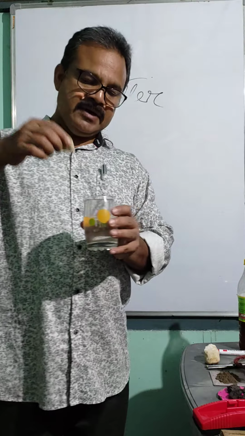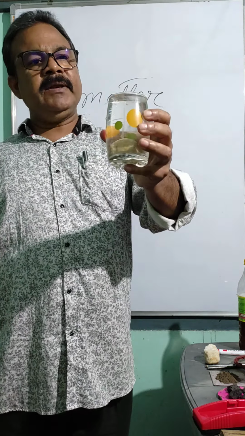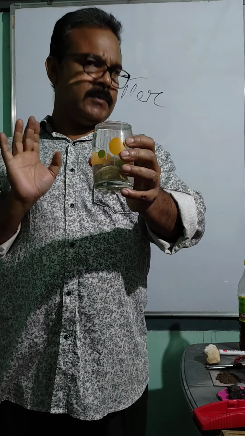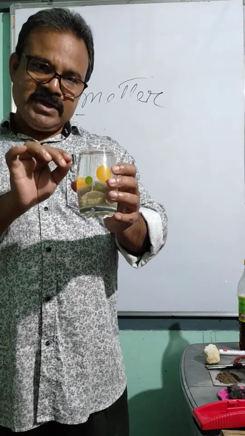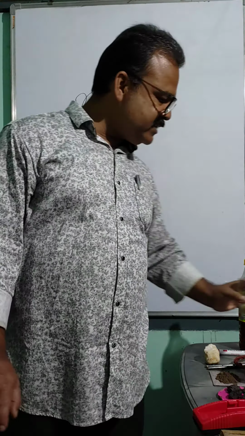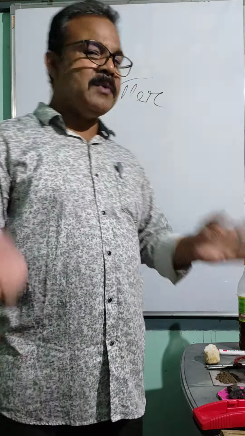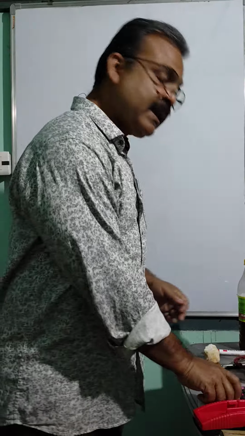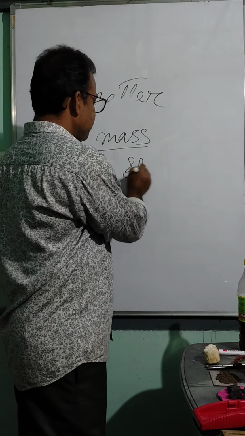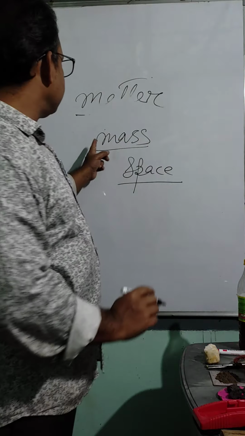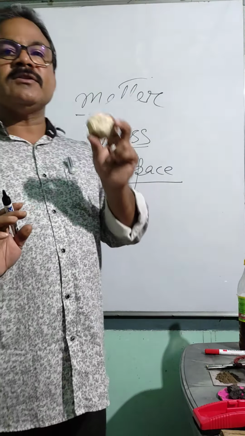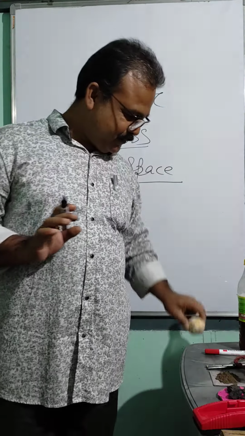Now let me put this stone inside the water. Now you see. What happened? As soon as the stone goes inside the water, there is overflow of water. This stone displaces some water which is equal to the volume of the stone. It proves that the stone occupies space. Is it clear? So once again, what is matter? Anything that has mass and occupies space is matter. As for example, the stone, it has mass and it is occupying space. So it is matter.